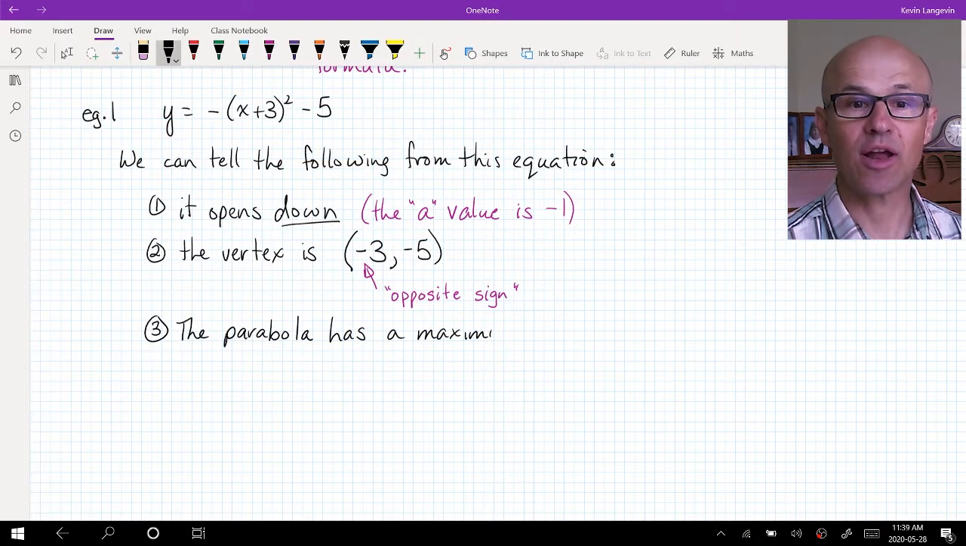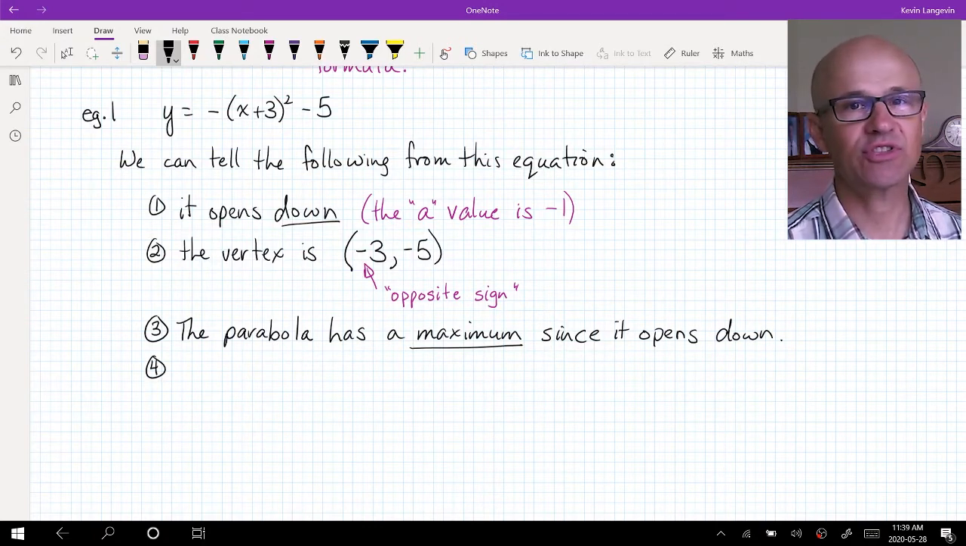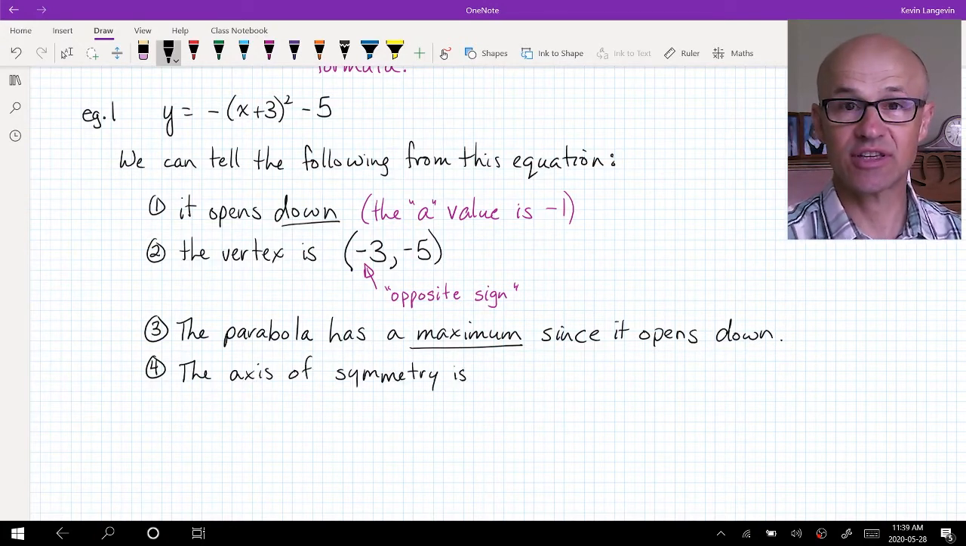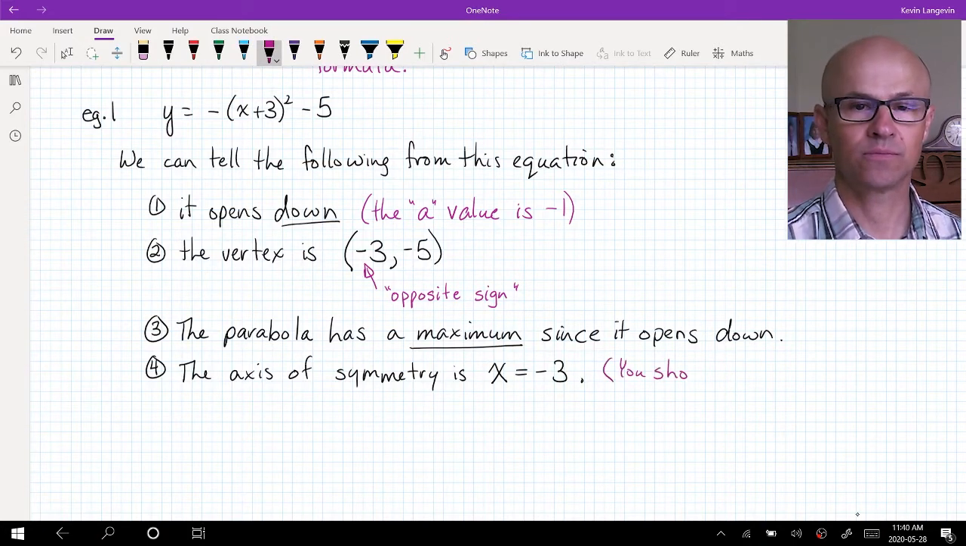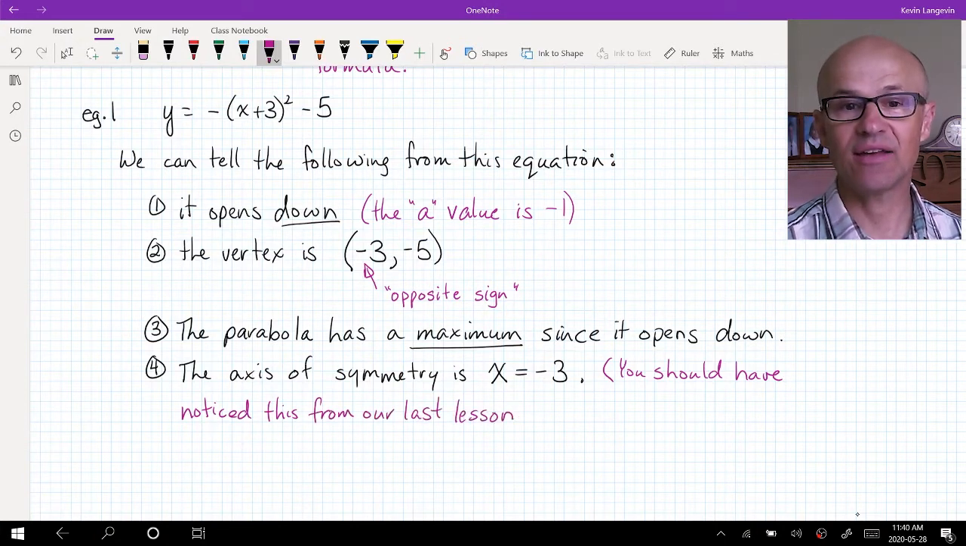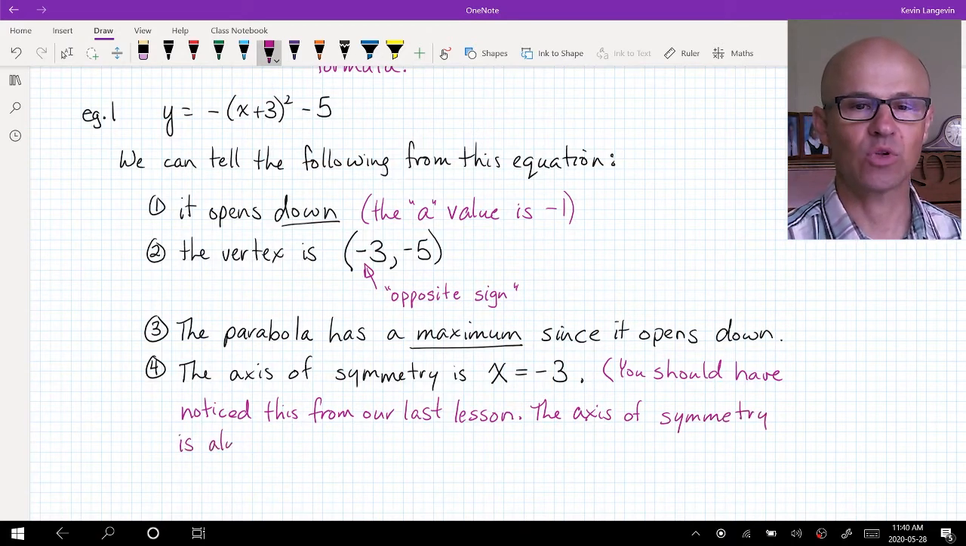Third, the parabola has a maximum because it opens down. And fourth, the axis of symmetry is always the same as that x value in the vertex. The axis of symmetry in this case is x equals -3. Another thing that we could note is the -5 is the actual maximum value. We'll talk more on that a little bit later.